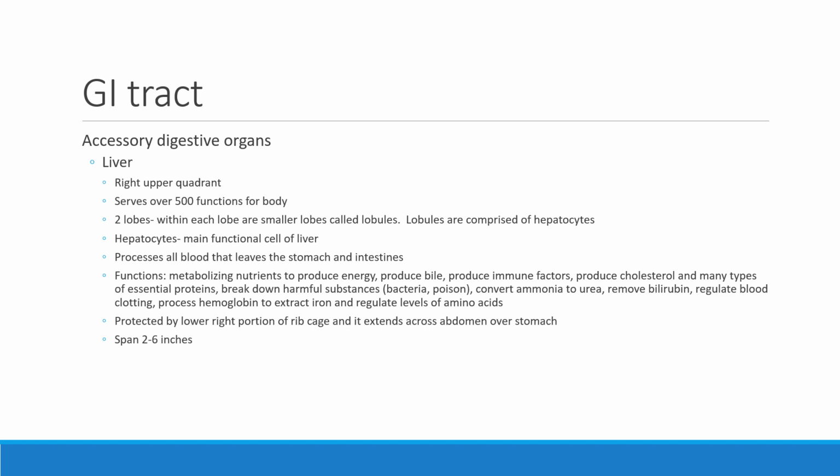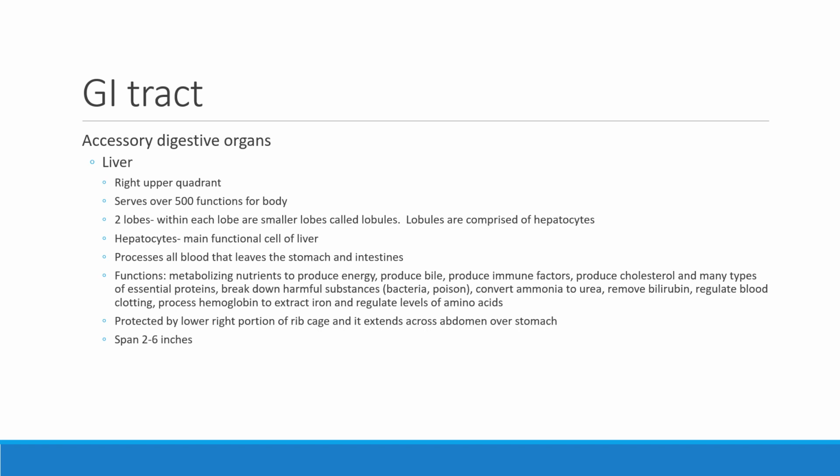The liver serves over 500 functions for our body, and it has 2 lobes. Within each lobe are smaller lobes that are called lobules, and lobules are comprised of hepatocytes, which are the main functional cell of the liver. They serve metabolic, endocrine, and secretory functions.